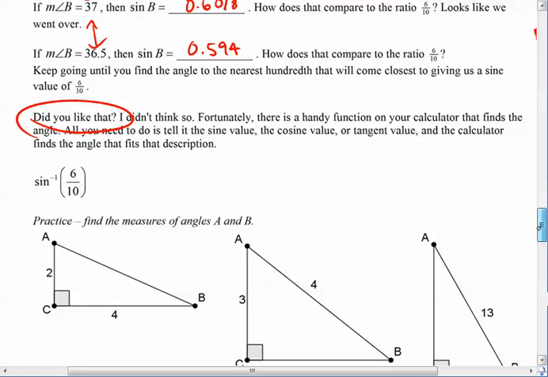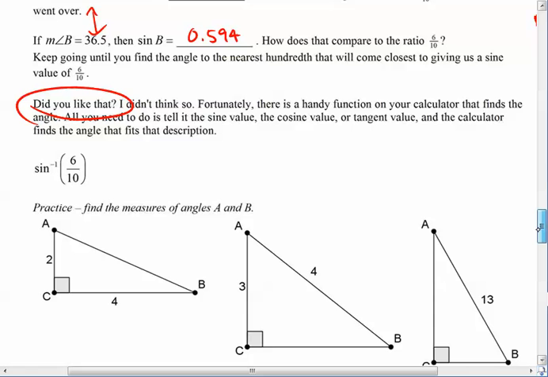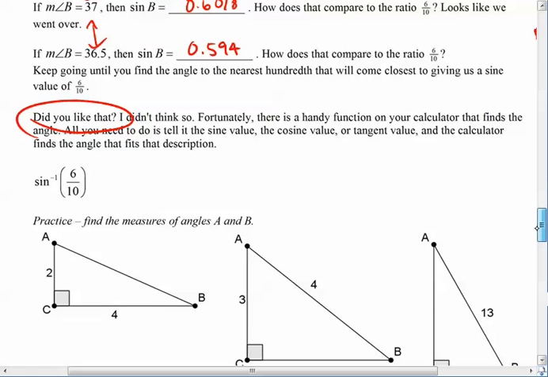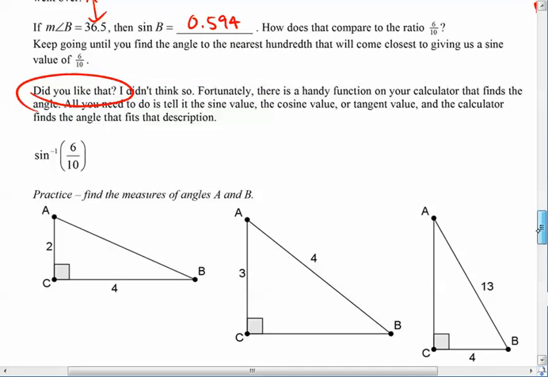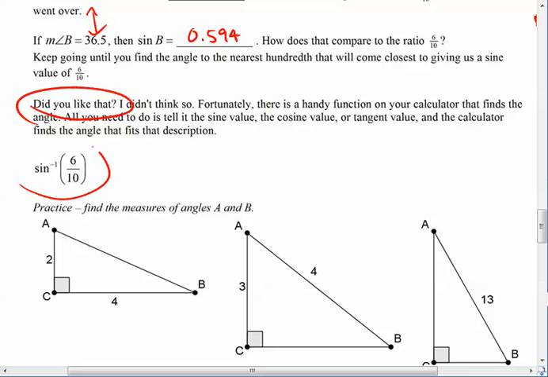Okay. All you need to do is tell it the sine, the cosine, or the tangent value that you would like to have, and your calculator will spit out the angle that fits your description. Okay, so watch what we could have done. This says the sine function to the -1 power. What that is called is the inverse sine function. Inverse sine.